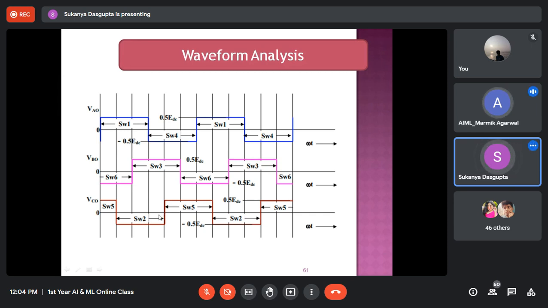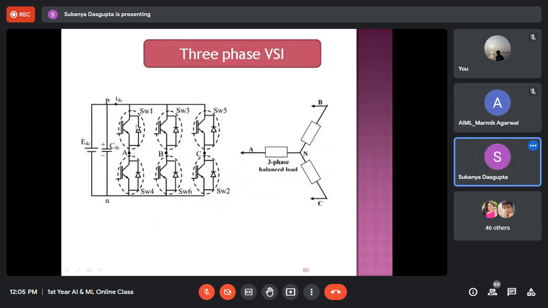for this last 180, S2 must be under operation. So 60, 60, 60, 180. That means before SW2, definitely somewhere between 0 and 60 degree, S5 was under conduction. That means for this small interval, 0 to 60 degree, only 1, 6, and 5 were working. 1, 6, and 5 are working.